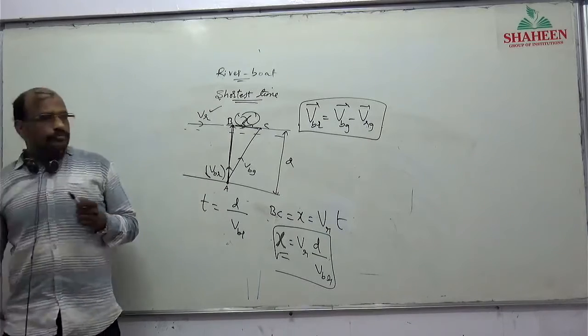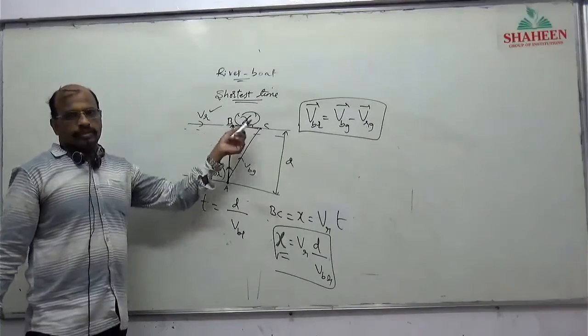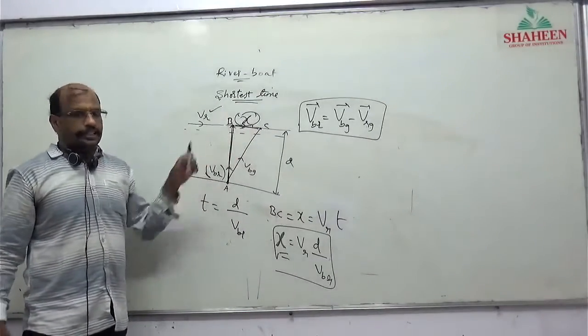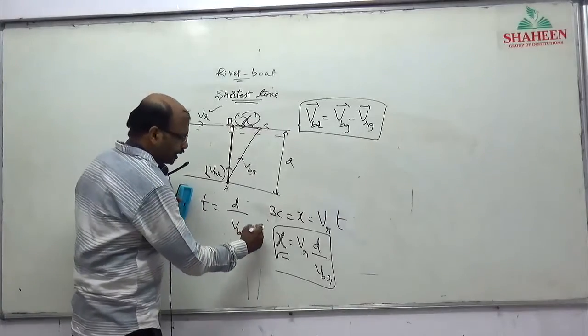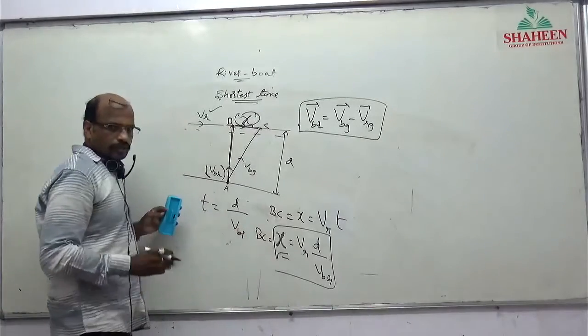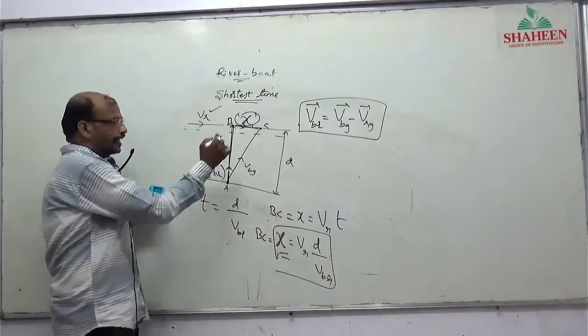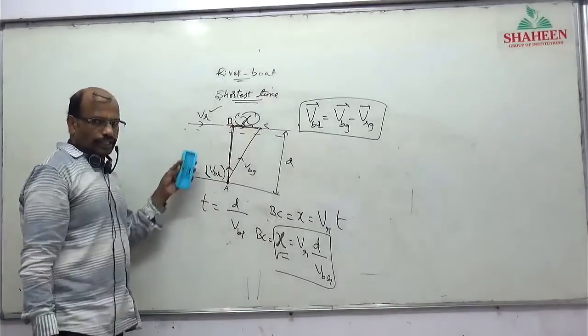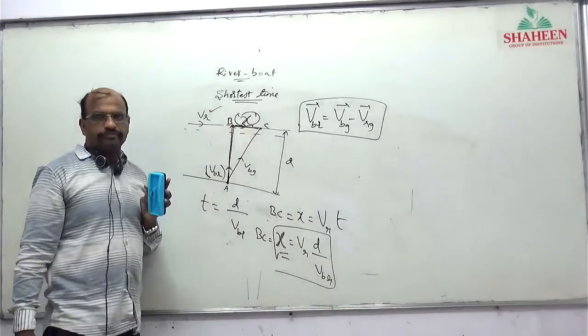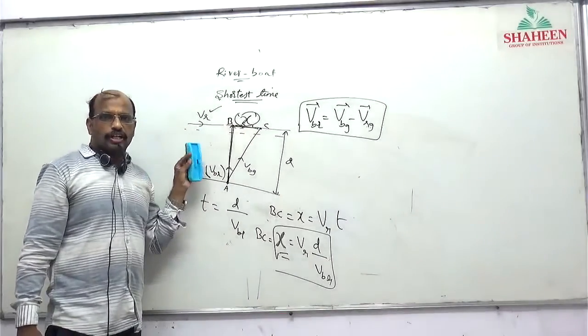X should be BC. X is not AB, X is BC. Don't be confused. Horizontal displacement X is BC. Draw the diagram, all of you. Then only it will be clear. Diagram is clear, all of you.